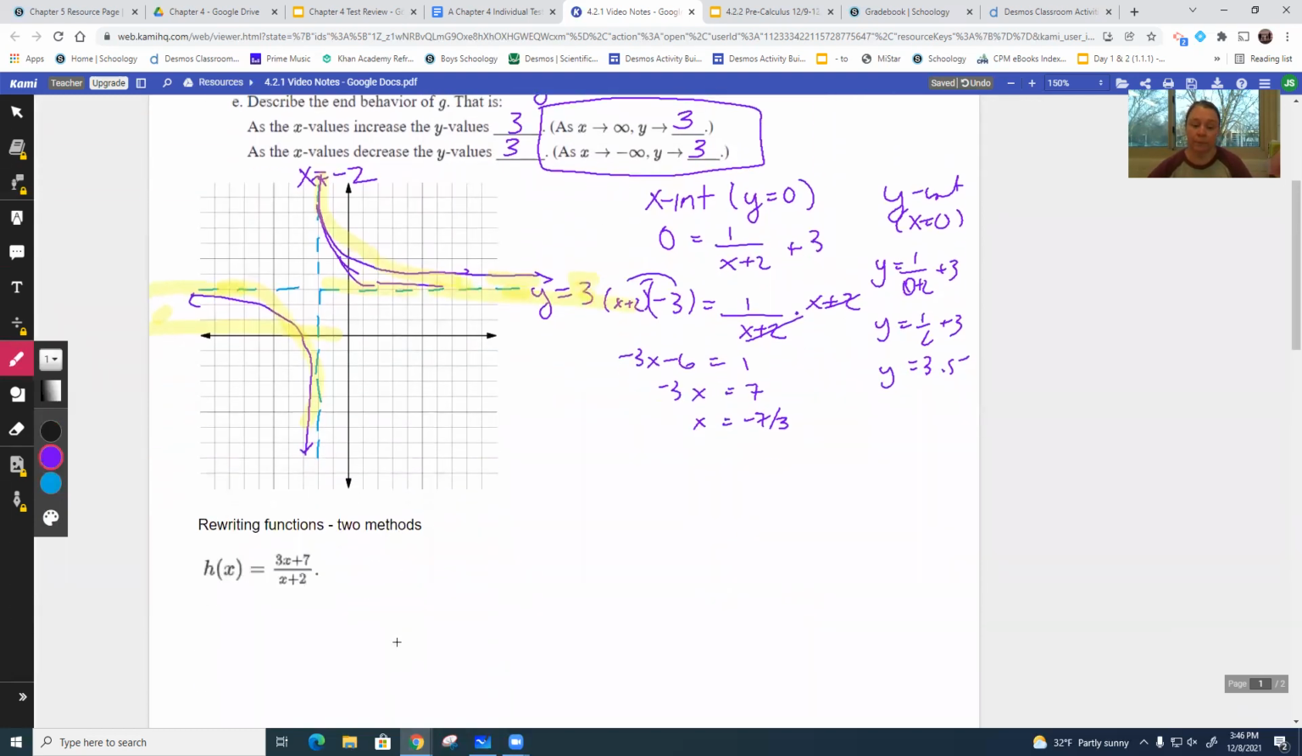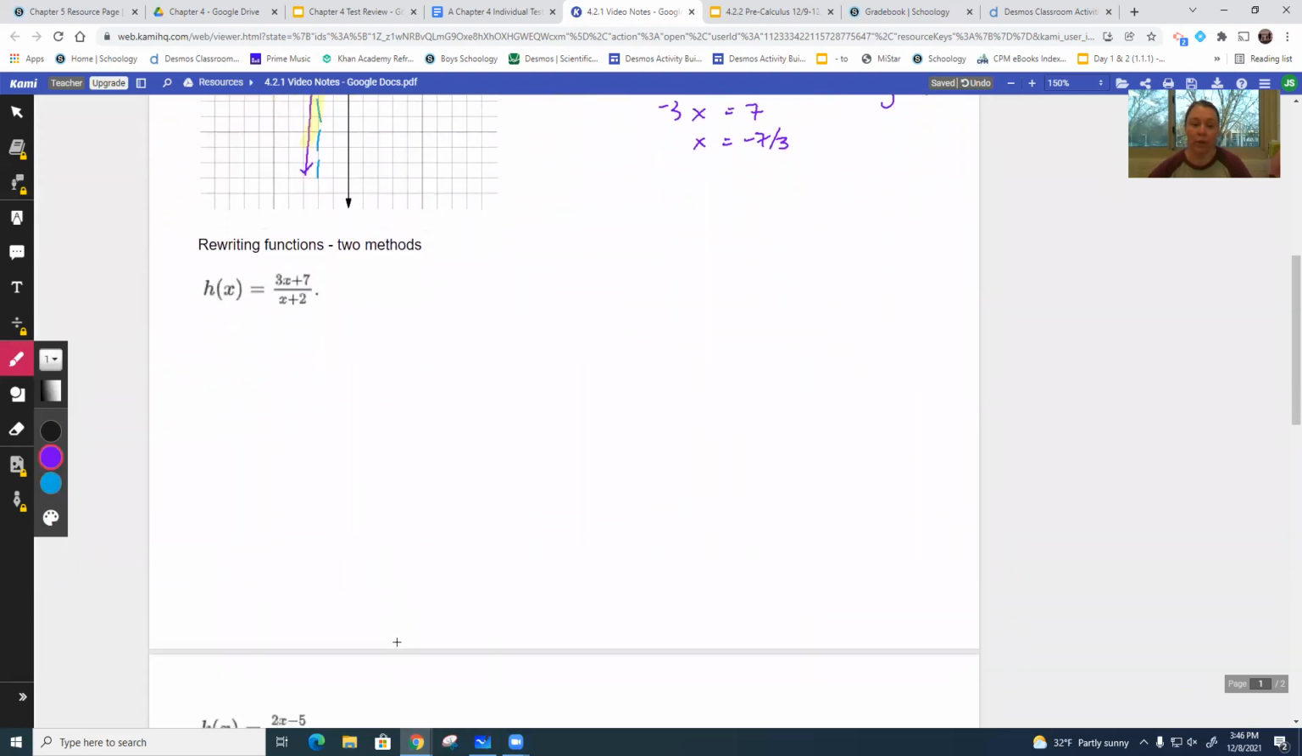Now, sometimes you might be given a rational function and it might be written like this. It's not written in that nice graphing form where I can easily tell what the horizontal and vertical shifts are. And so we're going to talk about 2 different ways that we could rewrite this in this form so that we can tell what our h and our k are. So one way is just to use polynomial division.